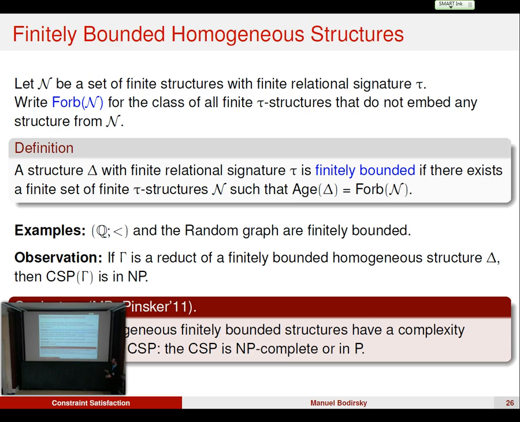And actually, we made the following conjecture with Michael. We believe that reducts of homogeneous finitely bounded structures do have a computational complexity dichotomy. If P is different from NP, then by Ladner's theorem, there are infinitely many complexity classes between P and NP. So this is really saying something. These are not the only two possibilities.